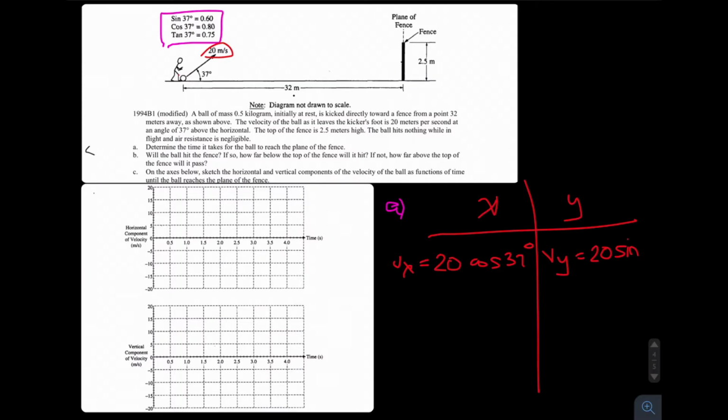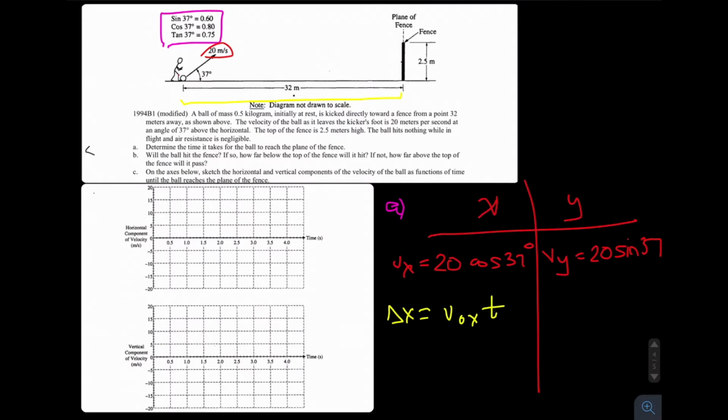Let me write that a bit better. This would be 20 sine 37, right? If you recall our kinematics formulas, the displacement in the x direction is the initial velocity x times t, right? And this is the easiest way to find time, because we're given that this distance right here is 32. That's the displacement that the ball is actually going to go, right? Now, 20 cosine 37, they've given us, is 0.6.